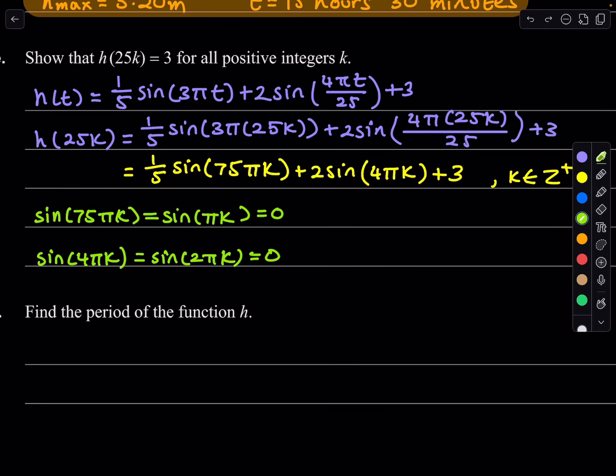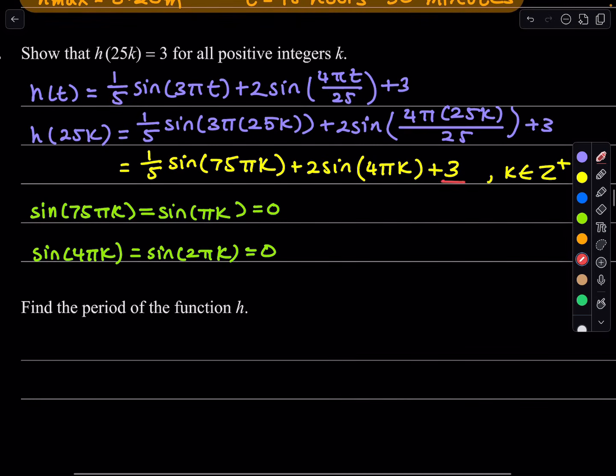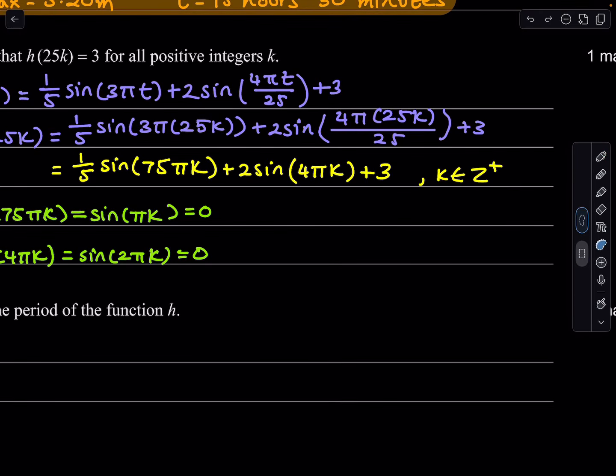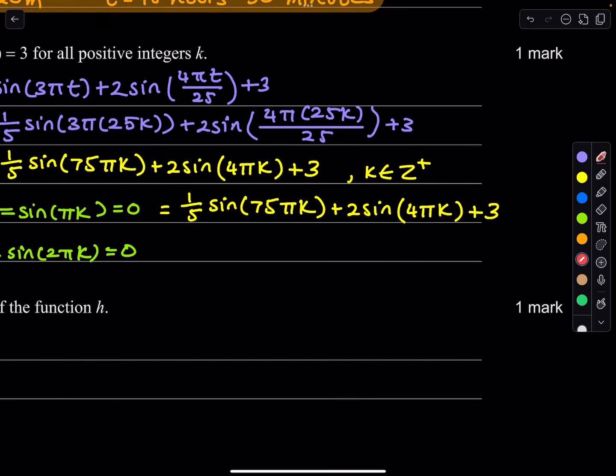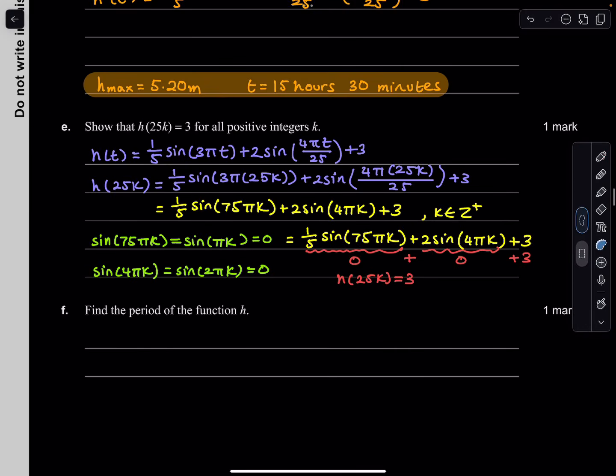So if we know that, we know for a fact that this is going to output 0 plus this is 0. And so you're just going to be left with this 3. And that's why it's always going to give us 3. Makes sense? So what I would do here is I'll take this here and duplicate it. Put it right over here. And I say, hey, this part here is 0, and you've got a plus, and this part will always result in 0. And don't forget that plus 3. Hence your overall h of 25k equals always 3. Does that make sense, everyone?